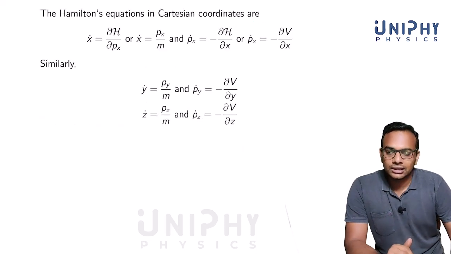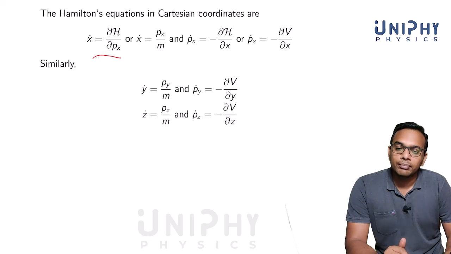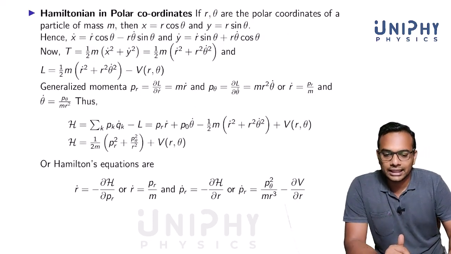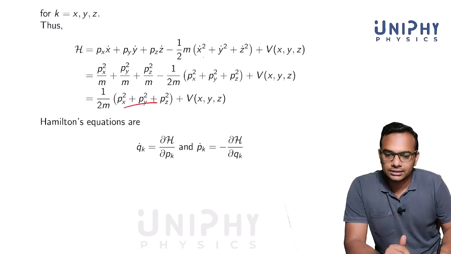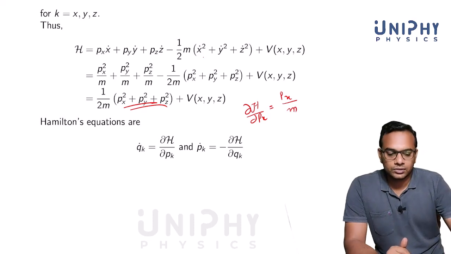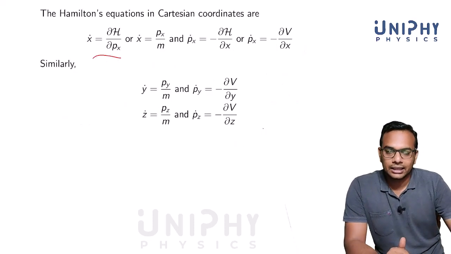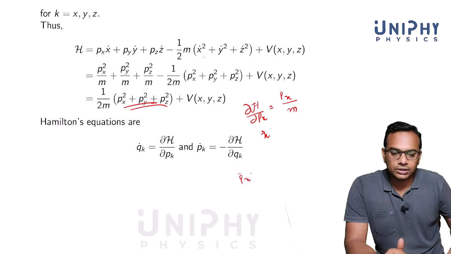Now Hamilton's equations are just this: x dot equal to ∂H/∂p_x, or we can write x dot is equal to p_x divided by m, because of this H. If you do ∂H/∂p_x, what you get is p_x divided by m. So that's x dot. Similarly, you can find p_x dot.